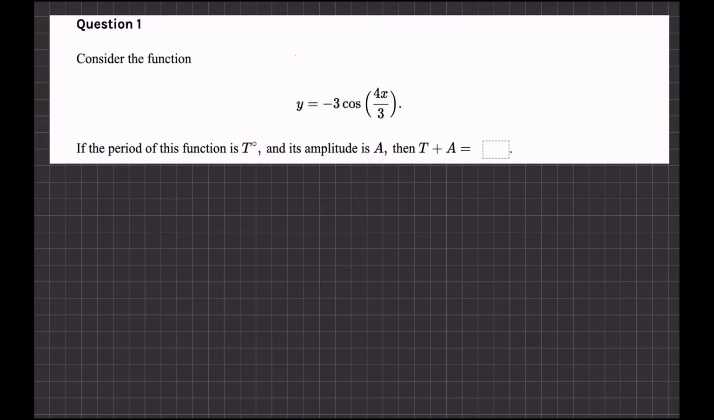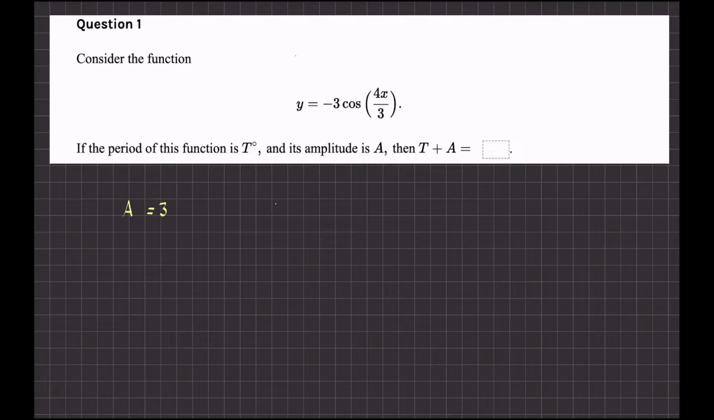Okay, amplitude is just reading it from the function, but be careful, amplitude by definition cannot be negative, so this number is not exactly the amplitude. The absolute value of this number, which is 3, is the amplitude. That's it. So the amplitude is 3.